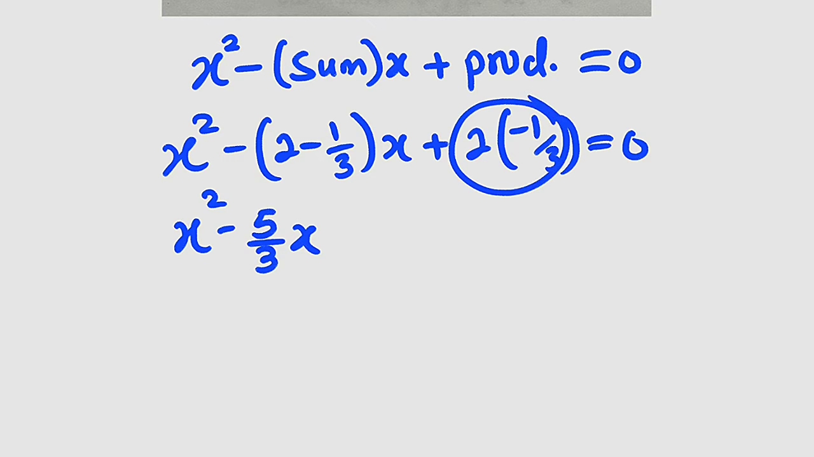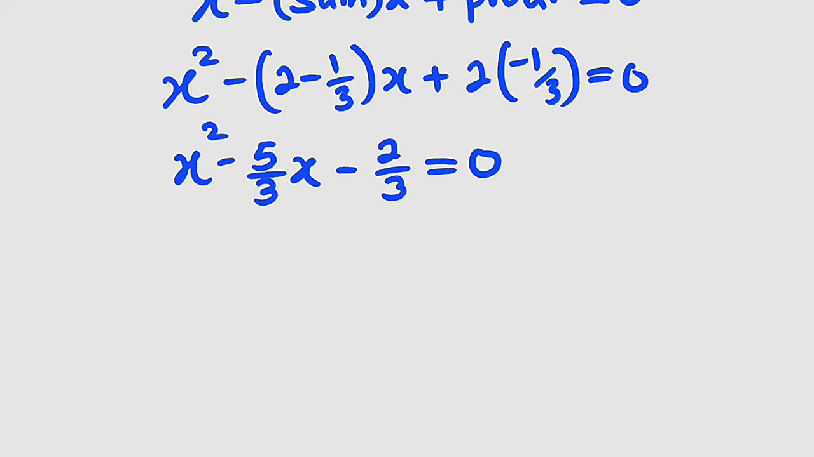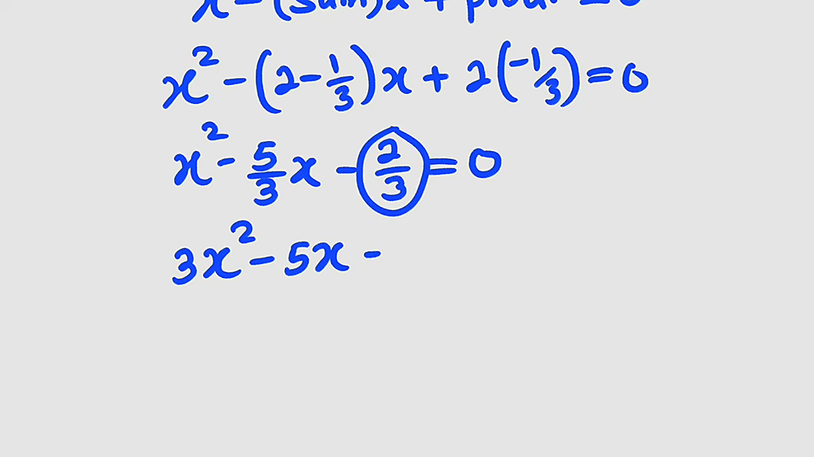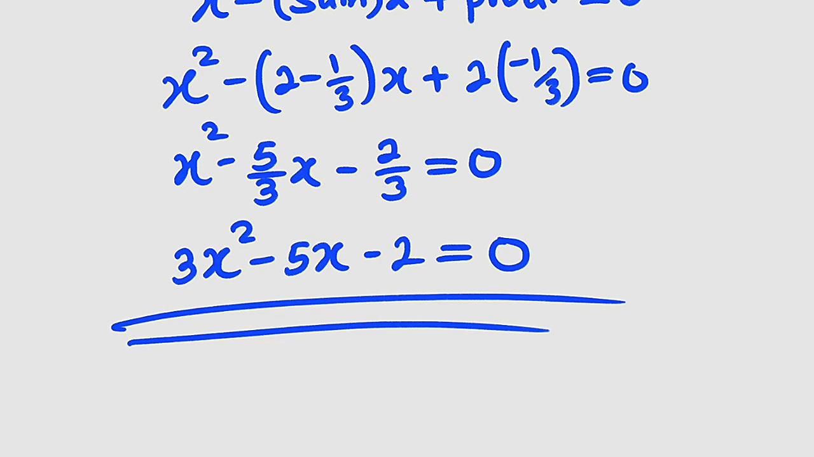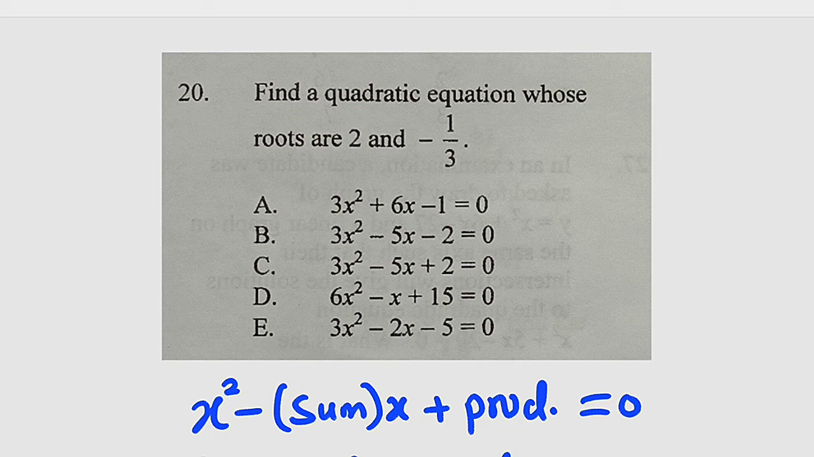Then if you multiply this together, you are going to get negative 2 over 3, which will overpower the plus sign. We have minus 2 over 3. This is equal to 0. To clear the fractions, we can multiply every single term by 3. 3 times x squared is 3x squared, minus this times 3, we have 5x, minus this times 3 is just 2. The whole of this equal to 0. Our quadratic equation that has just two roots is 3x squared minus 5x minus 2, which is option B.